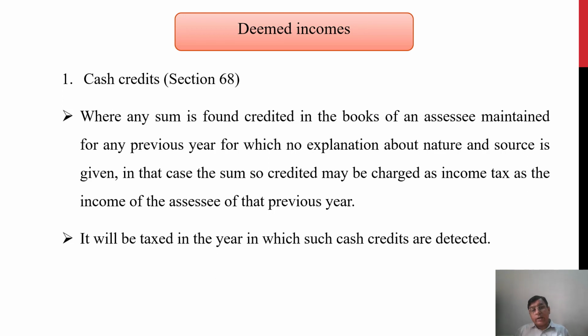Under section 68, cash credit: if any sum is found credited in the books of the assessee maintained in the previous year, and the assessee is unable to give any satisfactory explanation regarding the nature and source of the cash credit which is credited into the account of the assessee in the previous year, then that cash credit will be treated as the income of the assessee in that particular year. So that will be included in the total income of the assessee.